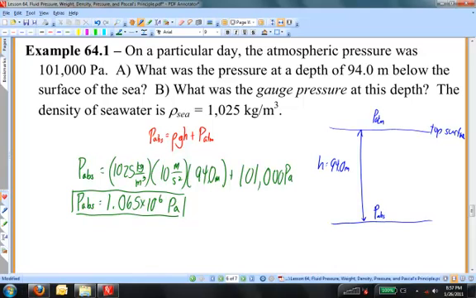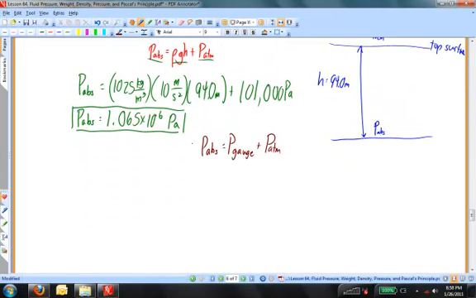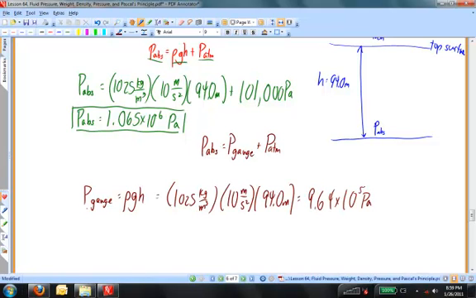Another way you can write our original equation is to say that the absolute pressure is equal to the gauge pressure plus the atmospheric pressure. Let me write it that way. The gauge pressure is this term that we call rho g h. So let's figure out what that is. I end up with 9.64 times 10 to the 5 Pascal. Your textbook has a little different number, and I think the reason is that they're using g equal to 9.81 instead of g equal to 10 meters per second squared. This is the gauge pressure.